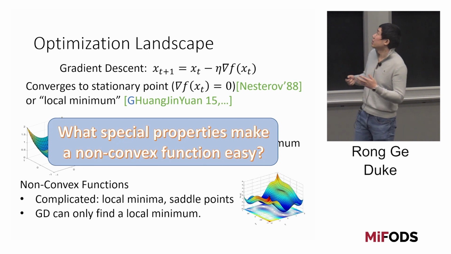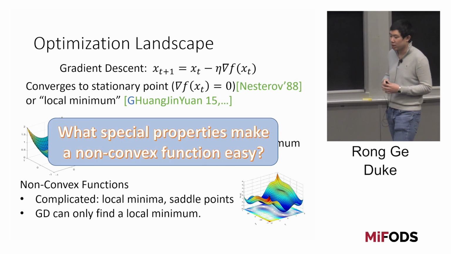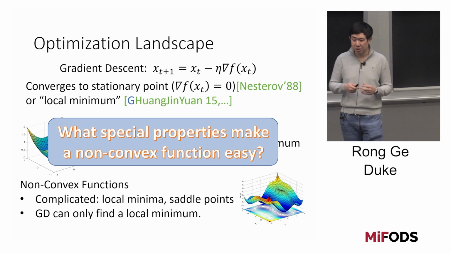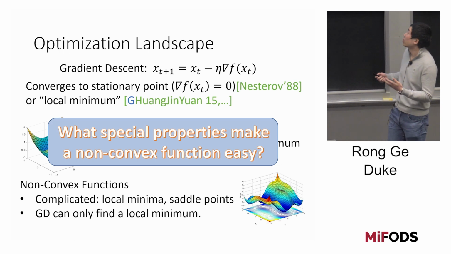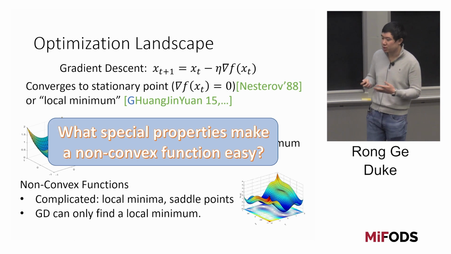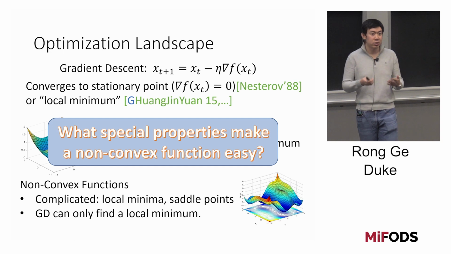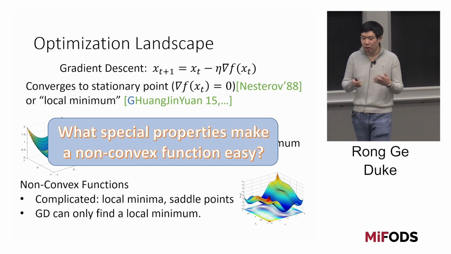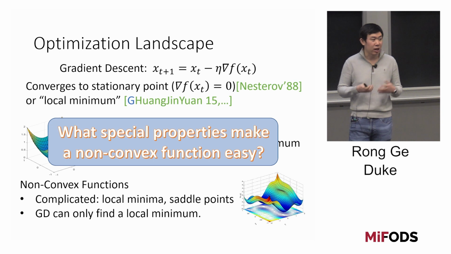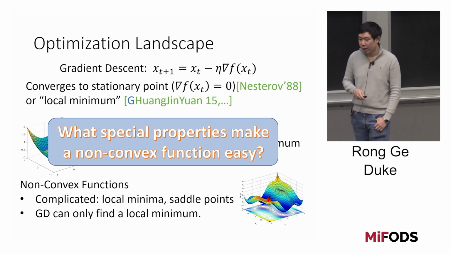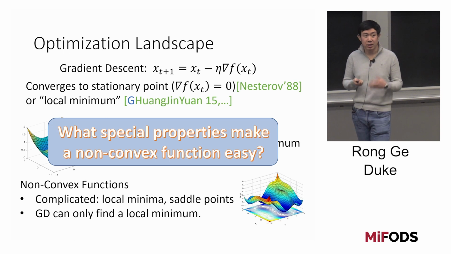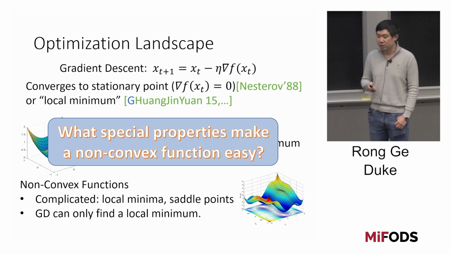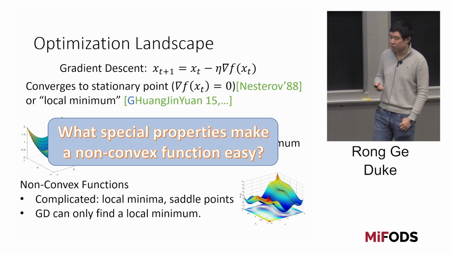So the question that I will be trying to answer in this talk is, since gradient descent actually optimizes many non-convex functions in practice, what are the special properties of these non-convex functions that make them easy to optimize, right? What are the special properties that make non-convex optimization easy? And before answering that question, I would like to ask a slightly different question. These two are actually going to be closely related.